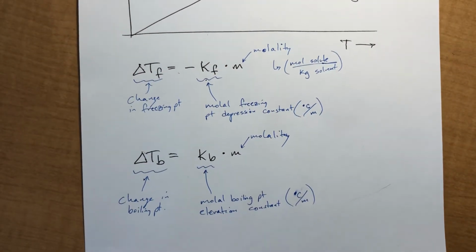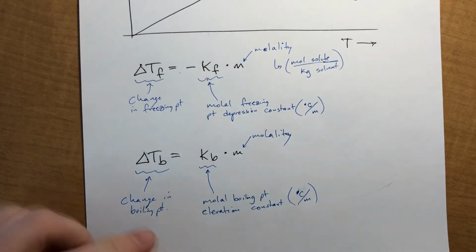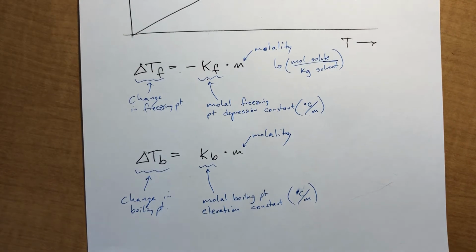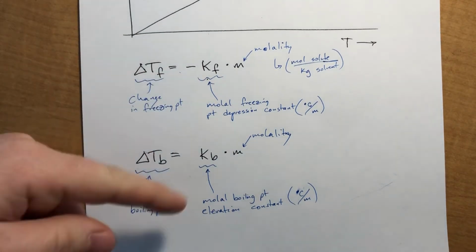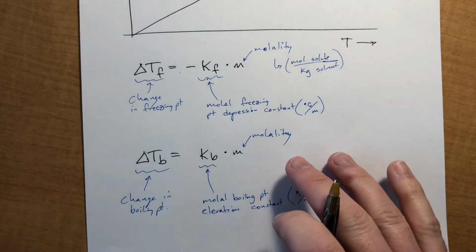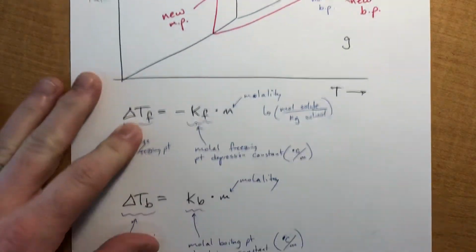Okay, so this KF and KB value is basically just a constant, and it is only dependent on the solvent. So there are KB values for water that are different for benzene or ethanol or whatever your solvent might be. Okay. Unfortunately, KF and KB are not the same, and depending on what your solvent is, KB might be bigger than KF or KF might be bigger than KB. But let's try a couple examples just to see how to use this equation to solve for these changes in temperature.